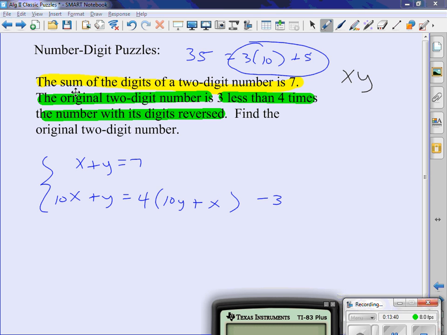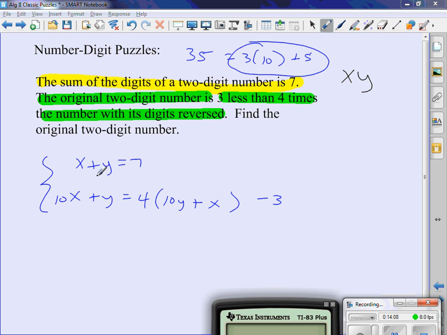Okay, so we did sum of the digits of the 2-digit number is 7. X plus y equals 7. The reason why it's 10x plus y, 3 times 10 is 30, because it's in the 10 spot, 5's in the 1's place, equals, it was 4 times the digits reversed. So now that 35 becomes a 53. So it's 10y plus x, and the minus 3 goes on the end.